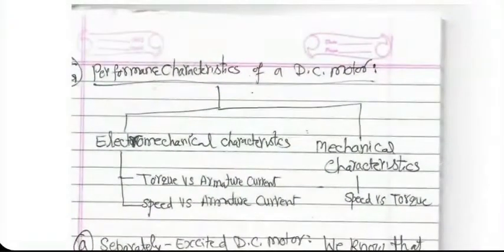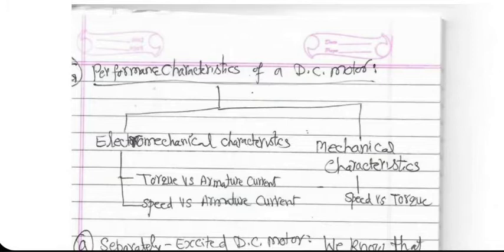Now, performance characteristics of motors are obviously going to be very different from those of generators. Broadly speaking, there are two categories: electromechanical characteristics and purely mechanical characteristics. Under purely mechanical characteristics, the only one we generally worry about is speed versus torque. Both quantities that you are looking at are mechanical quantities. If the speed goes up, does torque go down or does it go up? Or is it linearly varying or is it varying based on some other law?